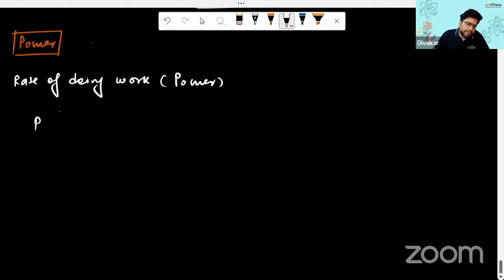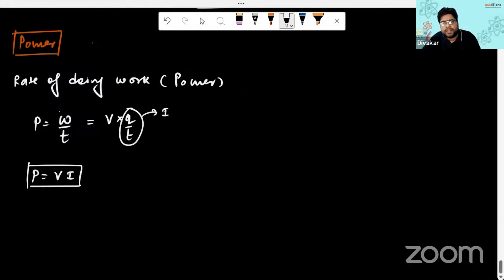So power can be written as W by T. And just now we studied potential is W by Q. So W can be written as V into Q by T. Now Q by T, if you recall at the beginning, we discussed this. This was I. So power can be written as V into I.